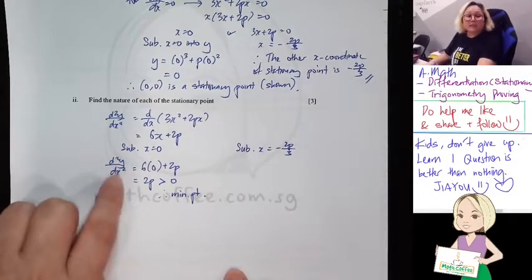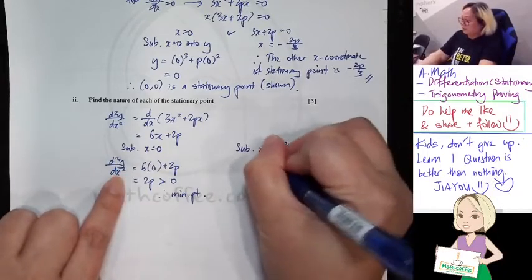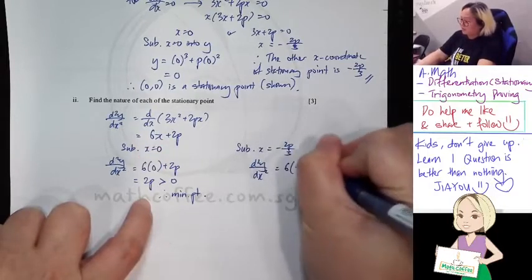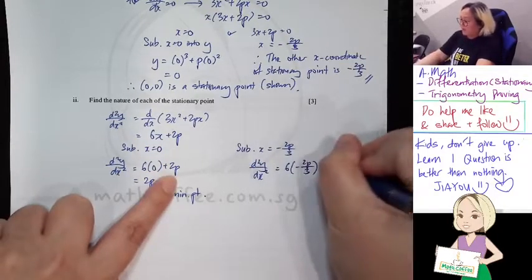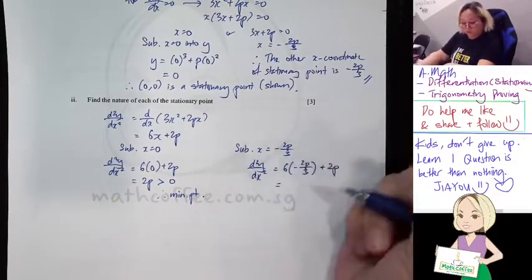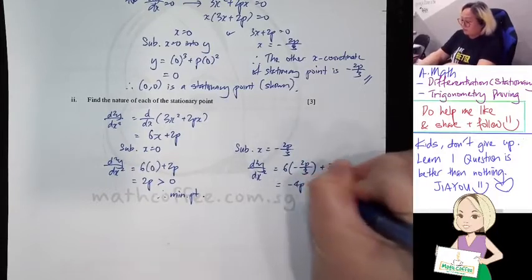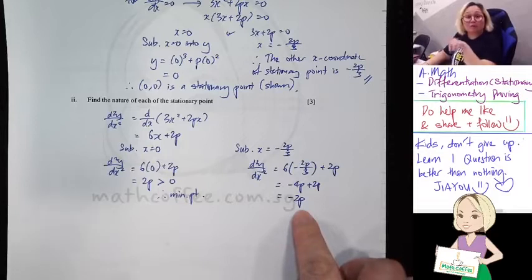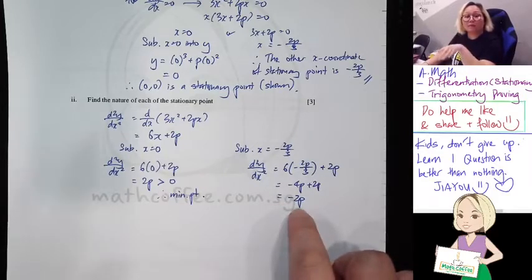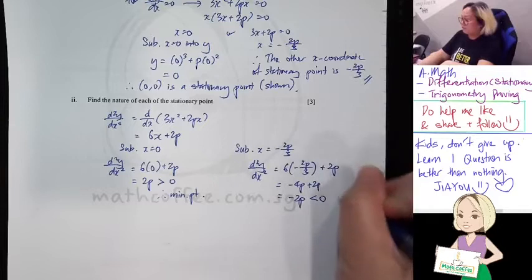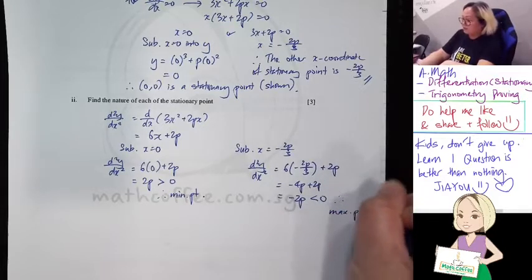I have to find out what is the value of d squared y over dx squared. So 6x plus 2p. Okay, 6x plus 2p. So we will get minus 4p plus 2p, and we get negative 2p. And because my p is positive, negative 2 times a positive number gives me negative. So this is less than 0. So if this is less than 0, therefore we know that it is a maximum point.